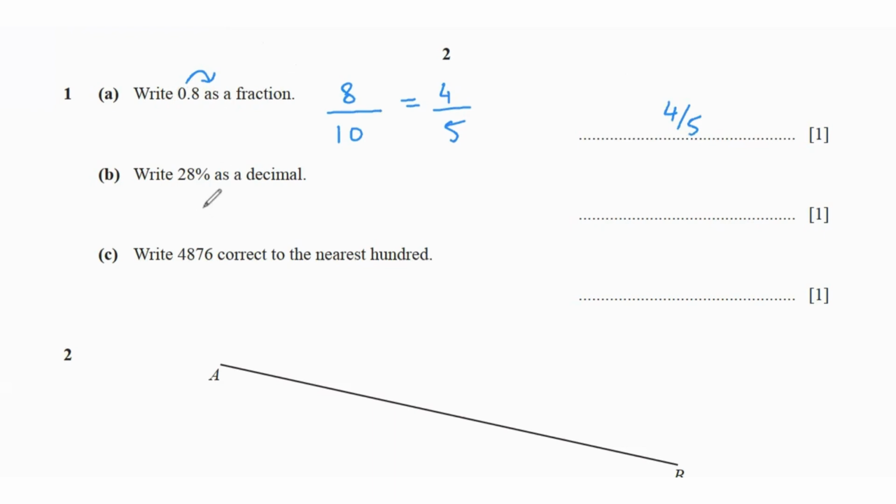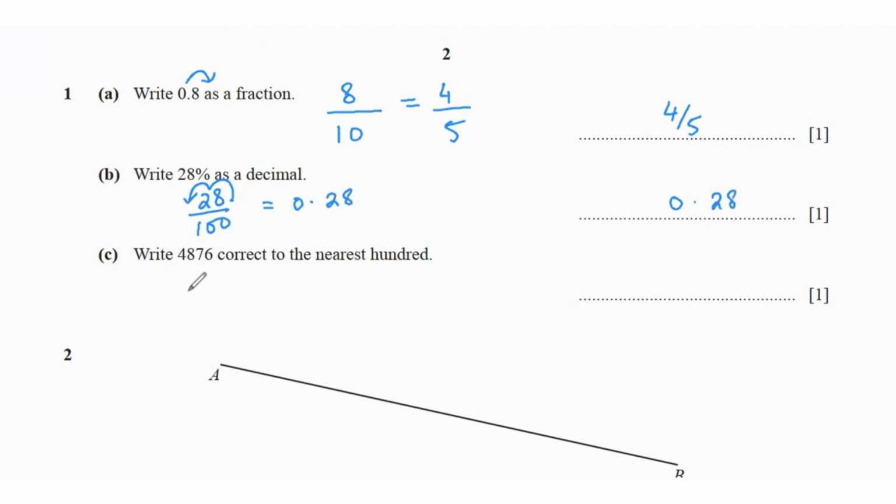Then it says write 28% as a decimal. So let's write 28% as a fraction first, which is 28 over 100. Same concept. Assume that there's a decimal after the whole number, so over here. This time we're going to move the decimal 2 places to the left because we're getting rid of the zeros in the denominator. So that's going to give us 0.28.